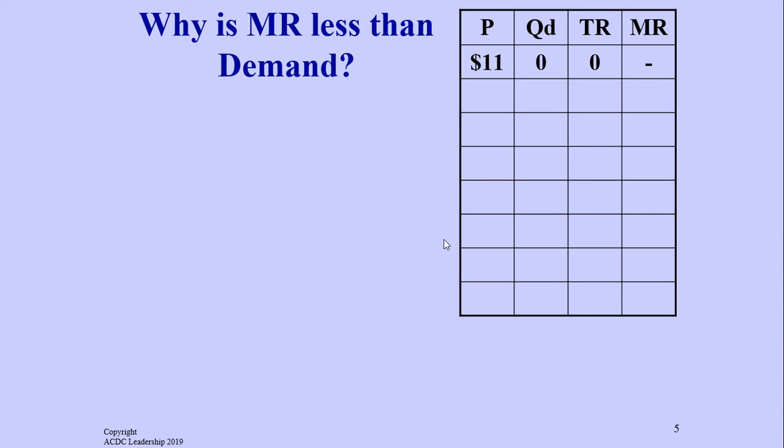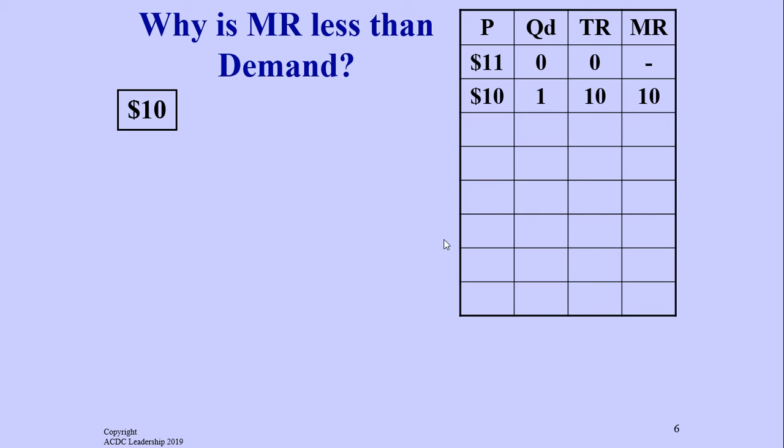For each quantity, it'd be the same price. You have a perfectly elastic demand curve, but that's not what we have here. So let's say you begin at a price of $11. At a price of $11, people don't want any, so there's no total revenue, and we don't worry about marginal revenue. Okay, at the next level, $10.